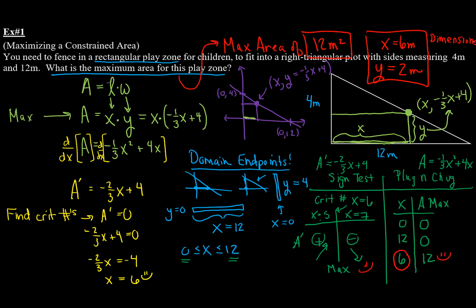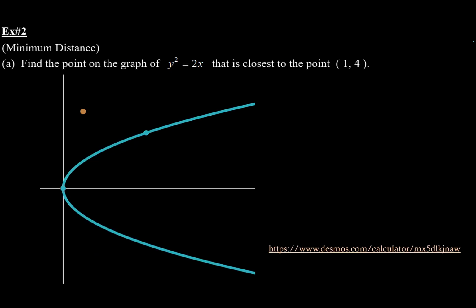Okay, cool, huh? Let's look at another problem. Okay, this one here. I want you to find the point on the graph of y squared equals 2x that is closest to the point (1, 4). So I've got this graphed for you. So y squared equals 2x, that's graphed. Here's that point (1, 4).